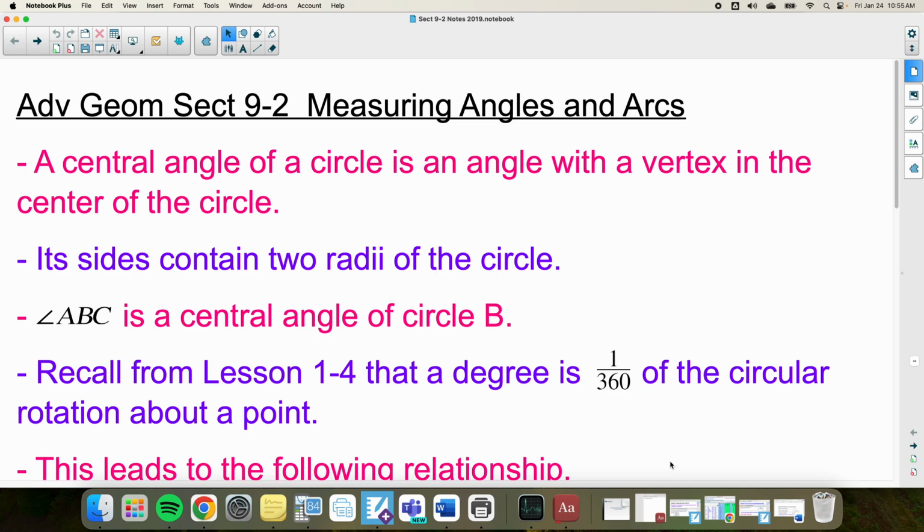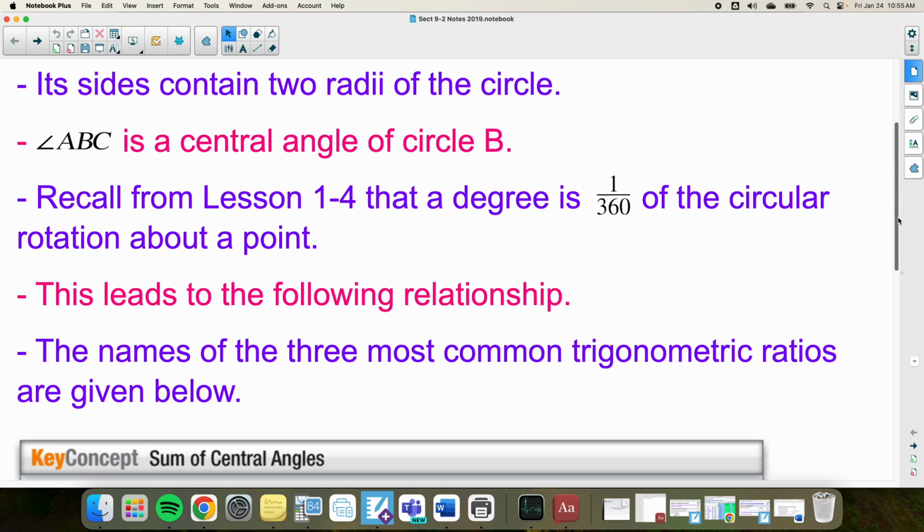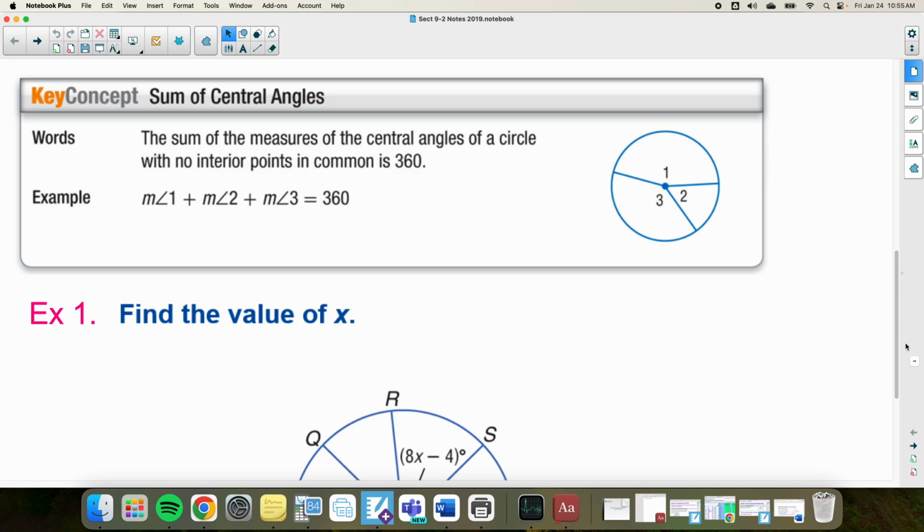All right, so today we're gonna go on to the next section. And today you're gonna have to remember things that we've learned early on, like vertical angles, linear pairs. You'll have to remember those types of things. So first of all, today what we're gonna be dealing with is angles inside of a circle and then what we call arcs. So an arc would be like this right here.